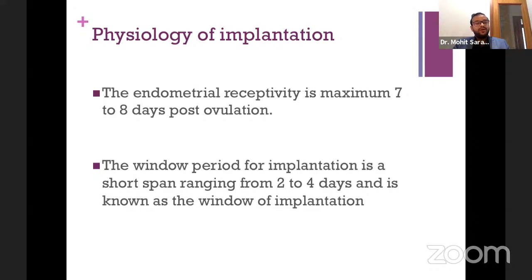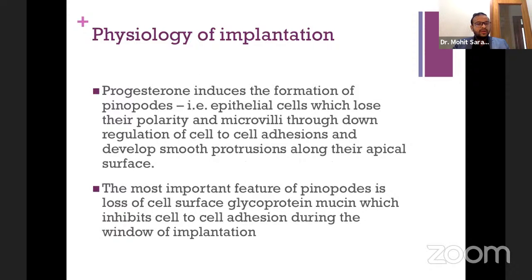Now, the endometrial receptivity is maximum 7 to 8 days post ovulation. The window period for implantation is a short span ranging from 2 to 4 days and is known as the window of implantation. Now, let's understand how the window of implantation works.